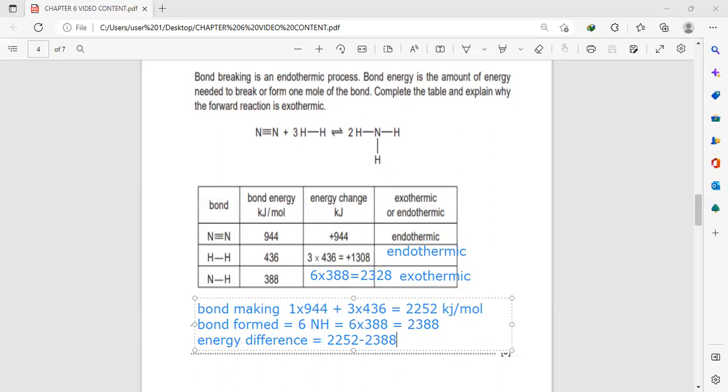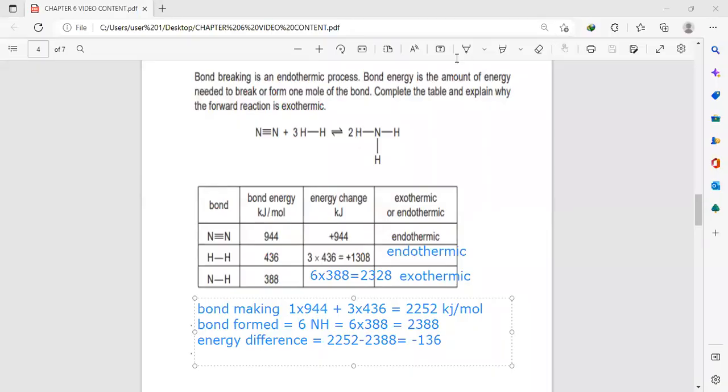Look at the question. 2252 minus 2388. So your answer will come minus 136. So the energy difference value is minus 136 kilojoule per mole. So the given reaction is exothermic. Always remember, if the energy difference value is negative, then the reaction is exothermic. Move to the next question.